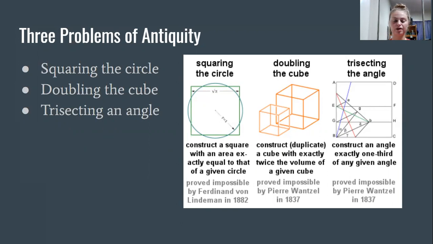Also at the very bottom of that picture, we can see that all three of them were proved impossible in the 19th century, but I'm also going to talk about that later on in the presentation. We know that none of these three problems can be solved using only a straight edge and a compass, but these failed attempts have helped with important advances made in many areas of mathematics.